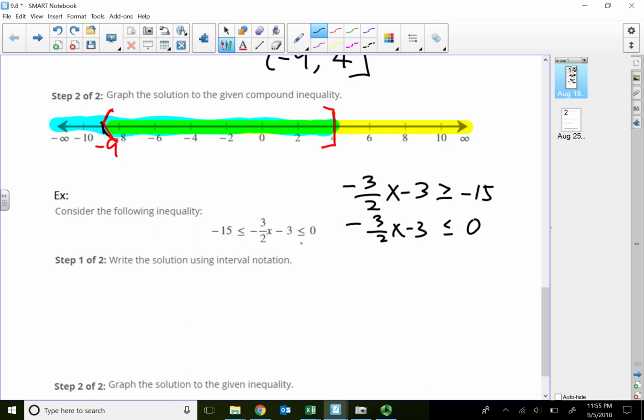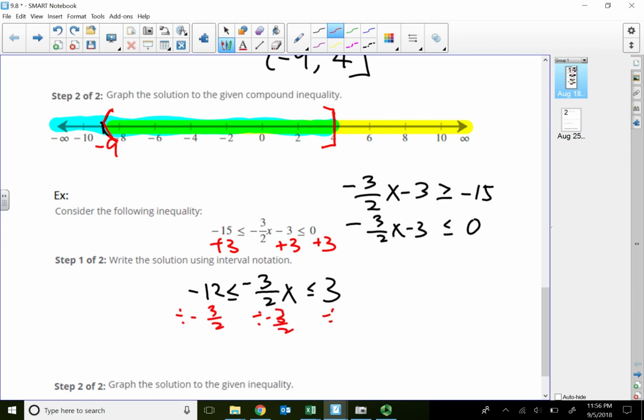I'm just going to solve it from right here. This is about the only time I will say, to get x by itself, I need to add 3 to all three sides. So negative 3 over 2x is in the middle, right? Less than or equal to 0 plus 3 is 3. Greater than or equal to negative 12. All right, to get x by itself, I will divide all three terms by negative 3 halves. So my inequality just all of a sudden switched.